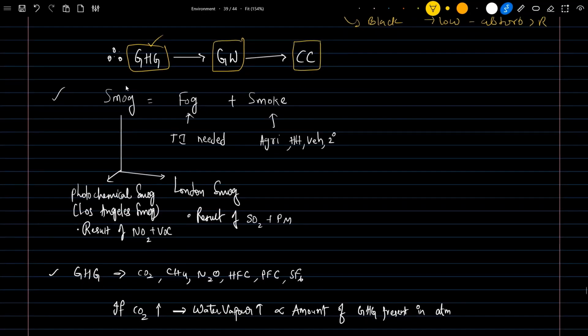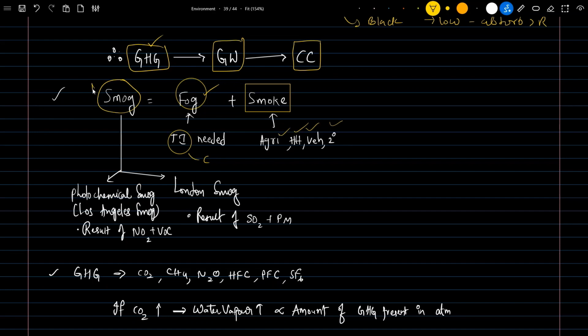Now let's understand smog. Smog is nothing but a combination of fog and smoke. We get smoke through different sources like agriculture, vehicular, industrial, household. There may be a number of ways where we get smoke. And how is fog formed? For fog to be formed, we need a temperature inversion condition. At night time, because of cloudlessness and long nights, the temperature inversion condition will occur. This leads to formation of fog.